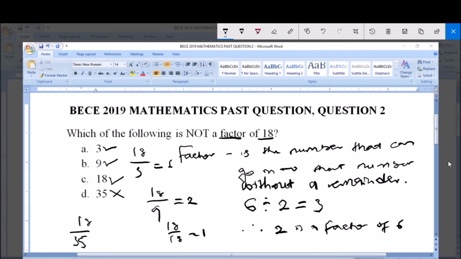And the question says, which of the following is not a factor of 18? So for this question, D is our answer. 35. It is not a factor of 18.